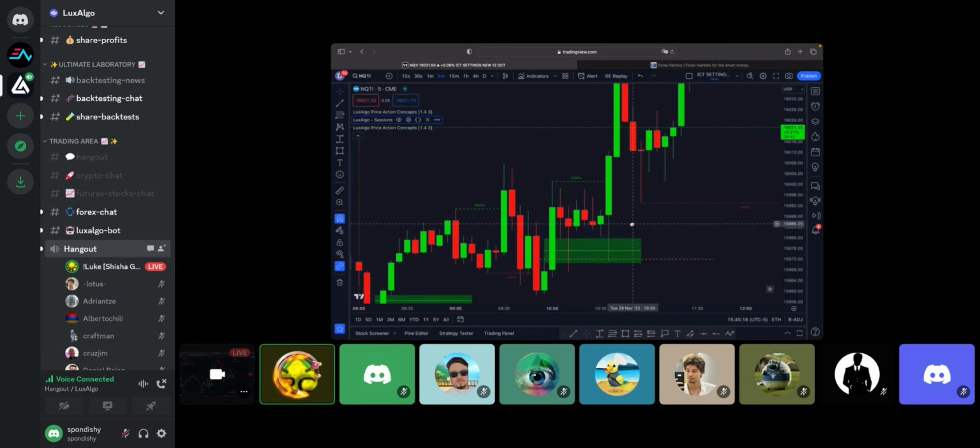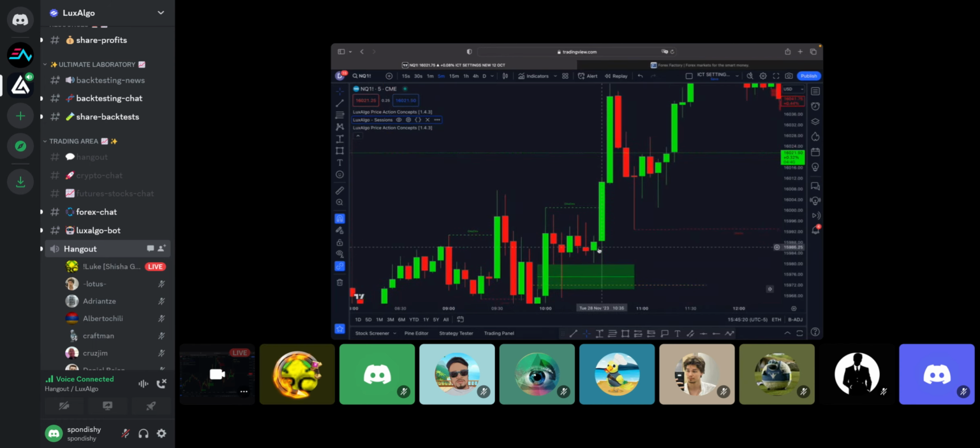Now, just like that, price went up, pumped again. We have another fair value gap here, another imbalance right there. I'm not drawing it out, but it's right there. So this means the last down candle, this candle here, is an order block.